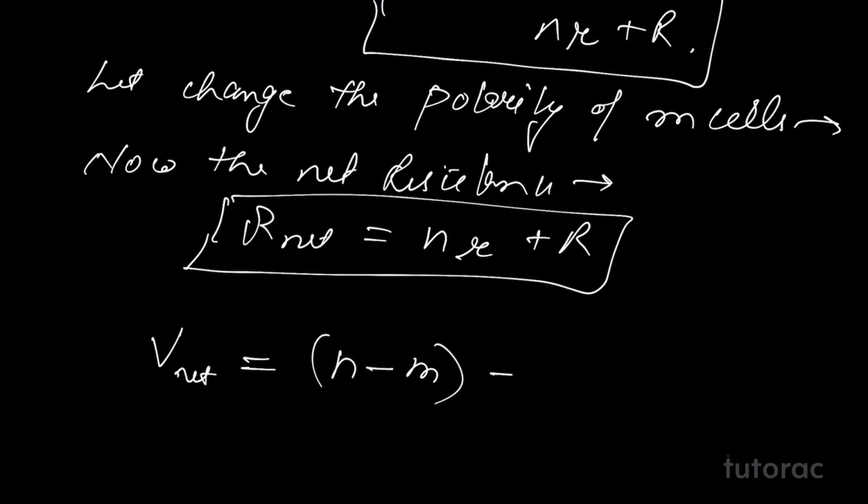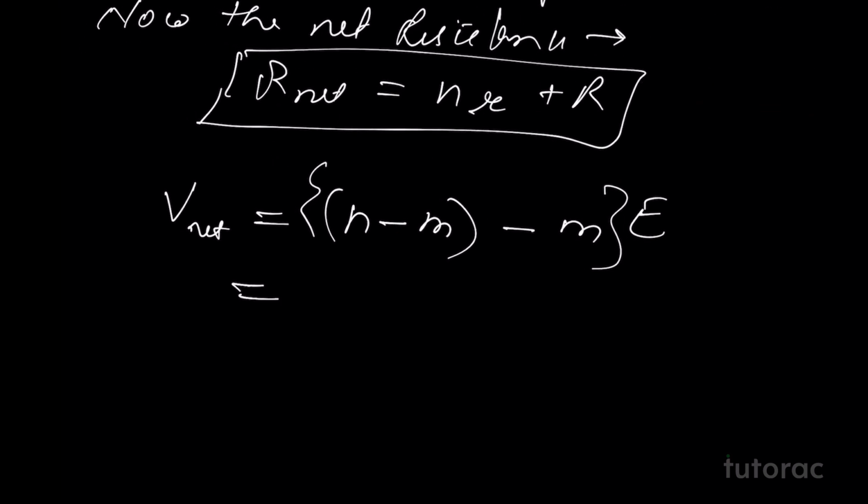Apart from that, we have m cells that are pushing the current in the reverse direction, but as the magnitudes are the same, we just have to subtract this m from the net n minus m. So all in all we get n minus 2m multiplied by E. This is the V net voltage for the new combination.